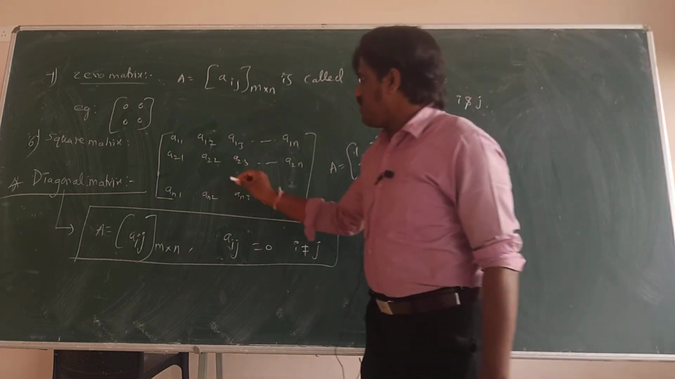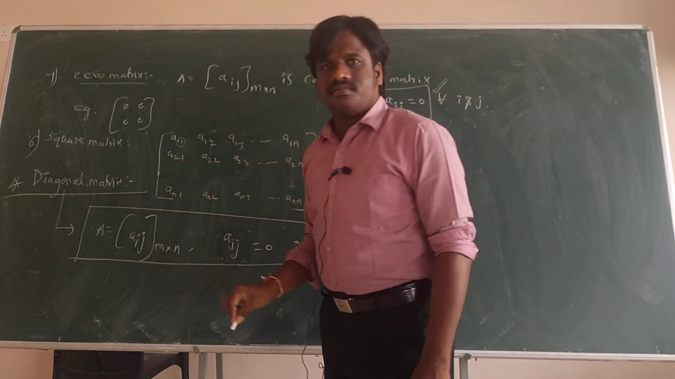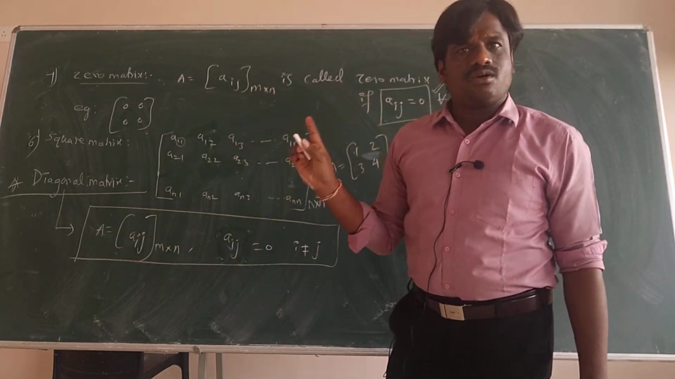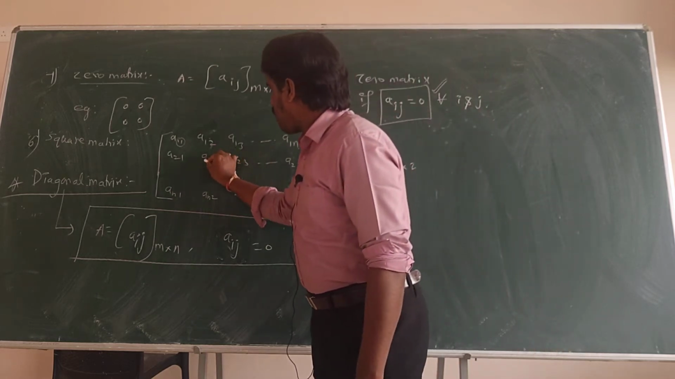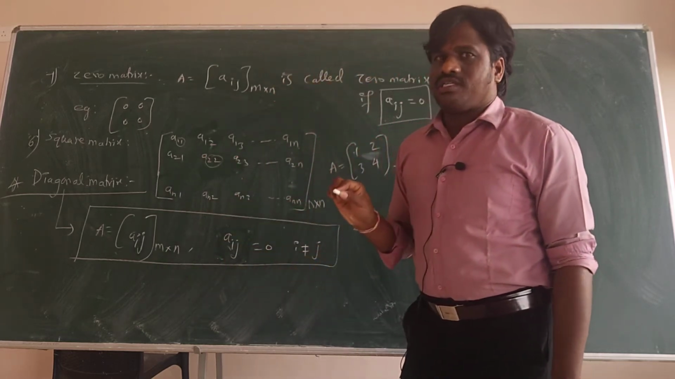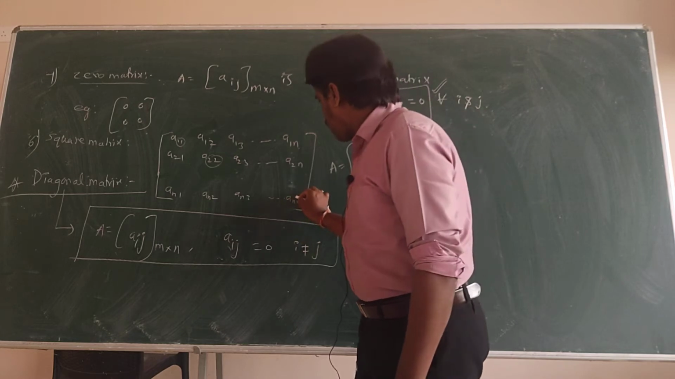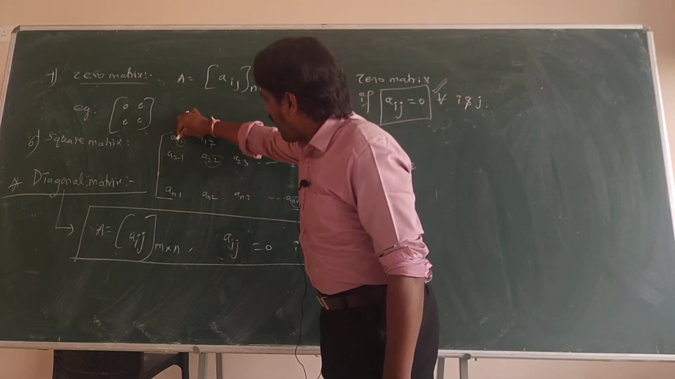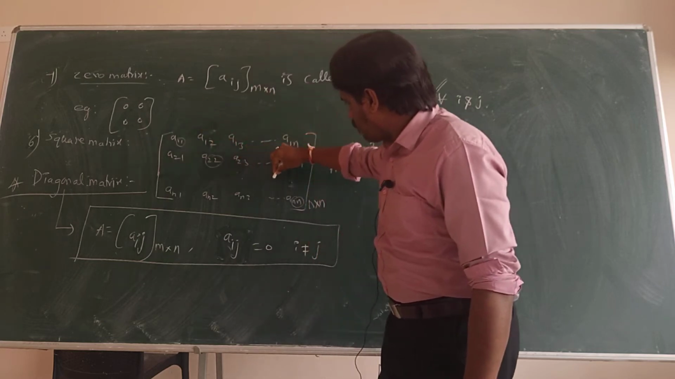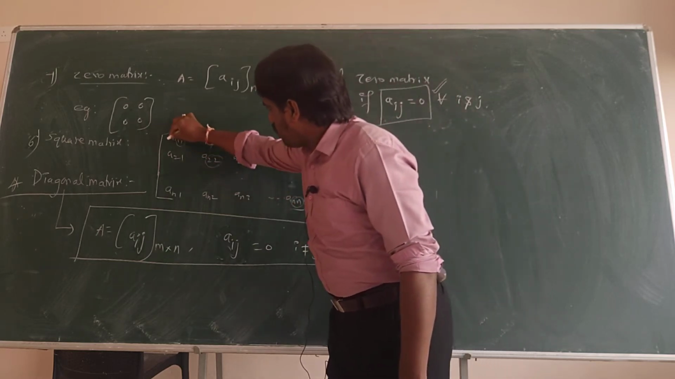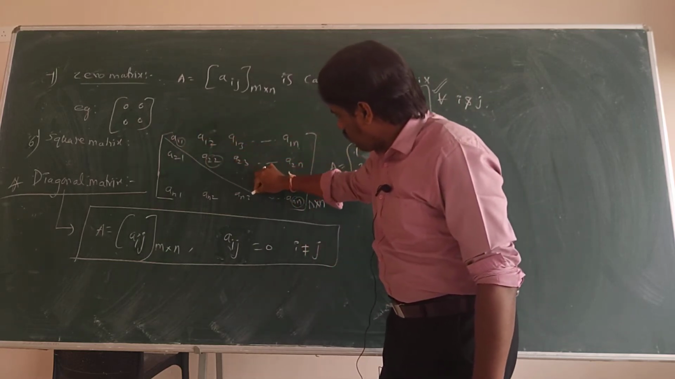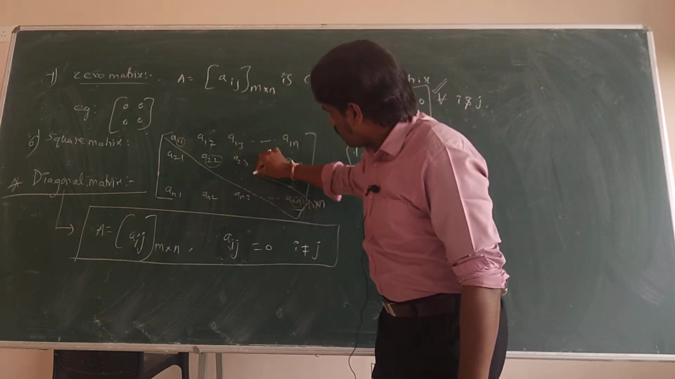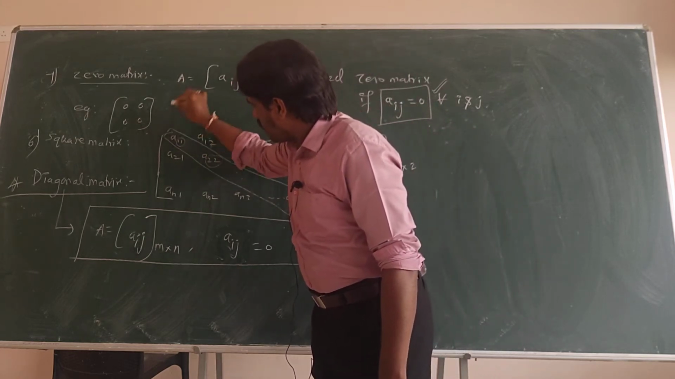What is the meaning of this? This is i equal to j, because row is 1 and column is 1. This is also i equal to j, row is 2, column is 2. This is also row and column same. So aij with i equal to j is called i equal to j.